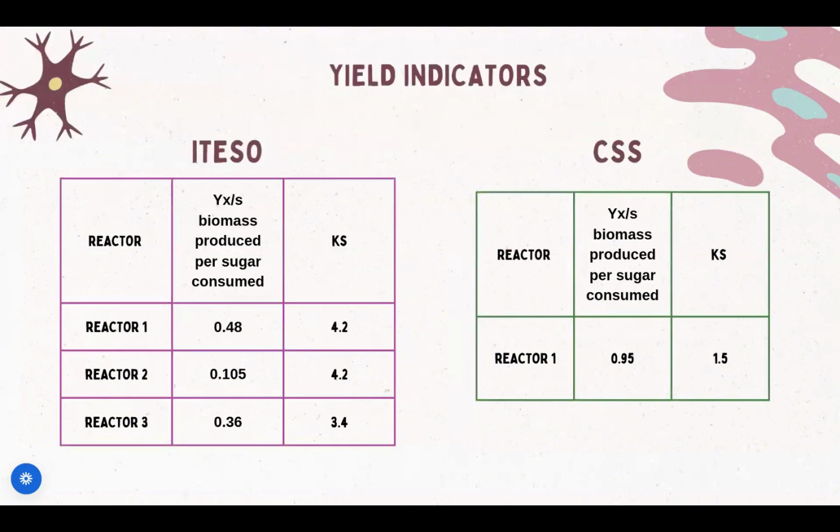We then compared the yield indicators, that is the biomass produced per sugar consumed, Y-XS, and the KS. In ITESO, Y-XS values were 0.48, 0.105, and 0.36, and the average KS was around 4, meaning a lower affinity for the substrate. And in CSS, the single reactor had a much higher Y-XS of 0.95 and a lower KS of 1.5, indicating more efficient sugar utilization.